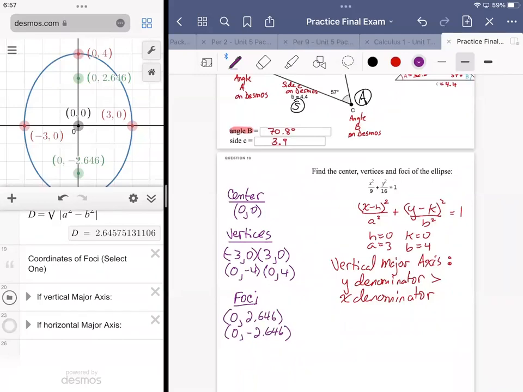All right, and so that was question 10. And that's the final exam. So if you studied this and you have good notes, then you should be in pretty good shape. All right, so stop that.